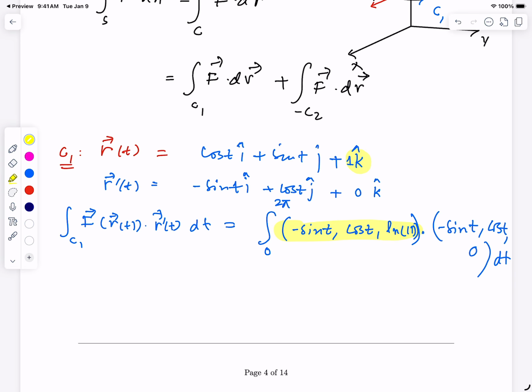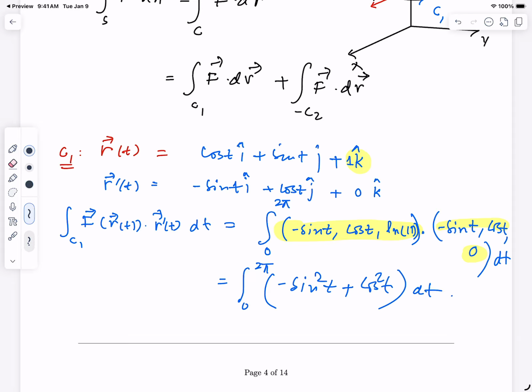So instead of ijk, I am using this vector form, the 3-tuple form, and this one is r prime of t dt. If you take the dot product, then you get negative sine square t plus cosine square t, and then the third term is 0, dt. I am not going to evaluate this thing for now. Then you can explicitly do what is this guy.